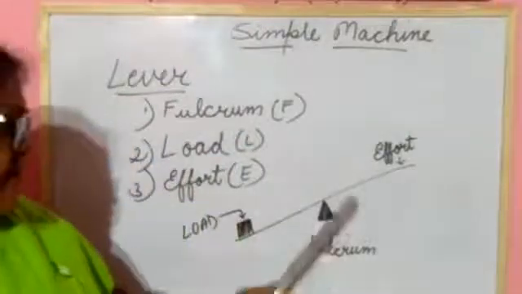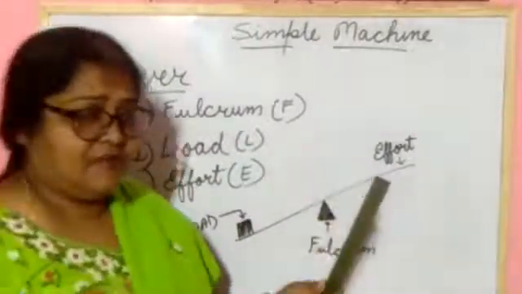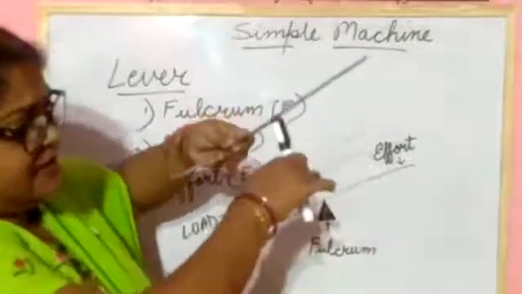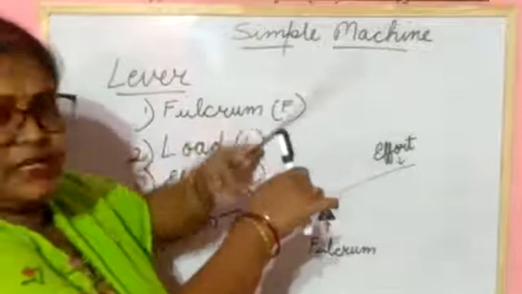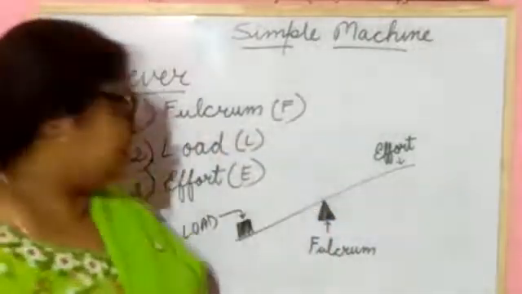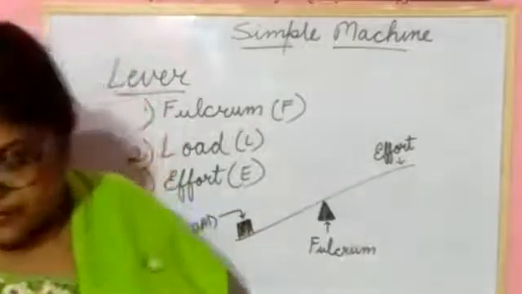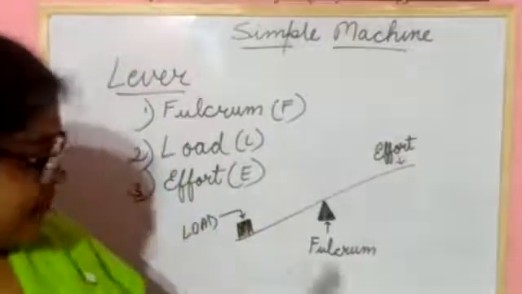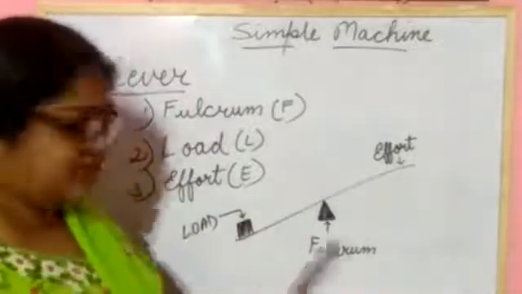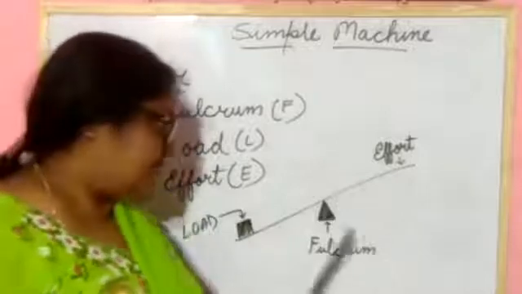Understood? A seesaw in your school, I think you have seen. One fixed point is there and one rigid rod, and it can move easily around it. Understood? A lever is a rigid rod that moves freely around a fixed point.